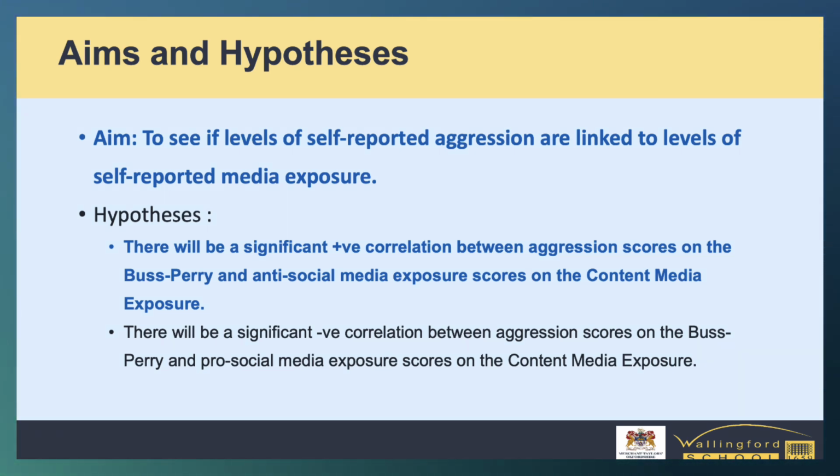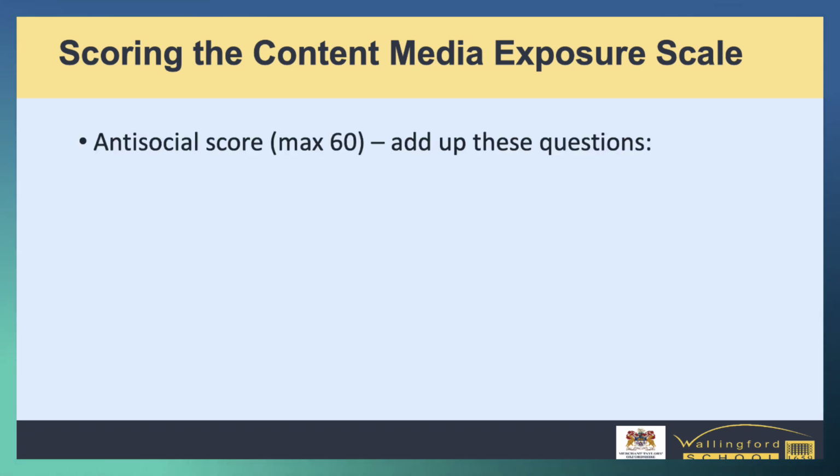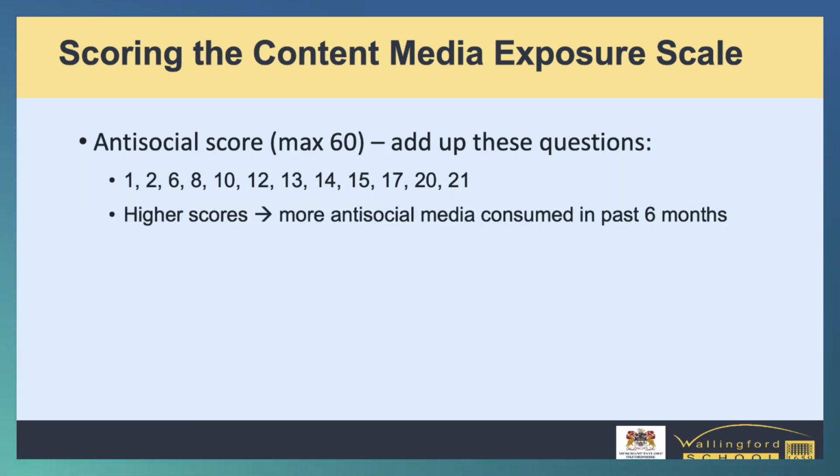Next thing I'm going to do is talk about the scoring. So the scoring mechanism for the content media exposure scale works like this. There are 2 scales. The first one is your anti-social score. That is a maximum of 60, and you're going to add up these questions. Higher scores mean that more anti-social media has been consumed or viewed in the past 6 months.